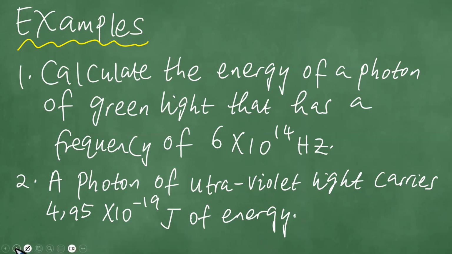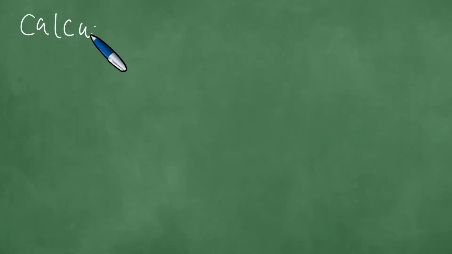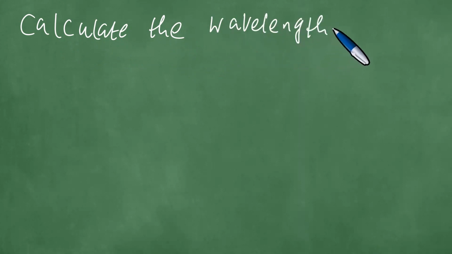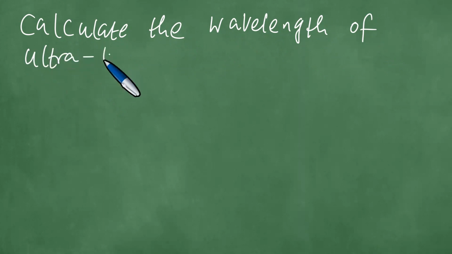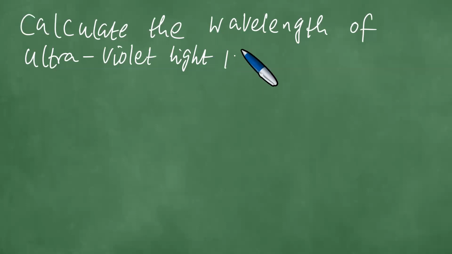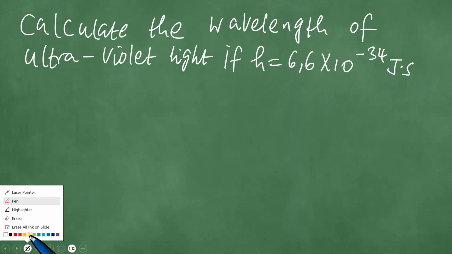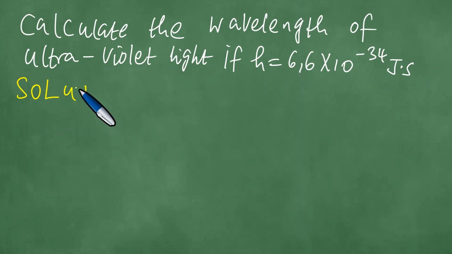Calculate the wavelength. Number 2. Calculate the wavelength of ultraviolet light, if H is 6,6 times 10 to the minus 34 joules second. Let's look at the solution to this.